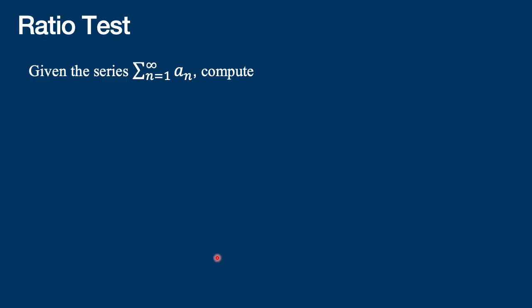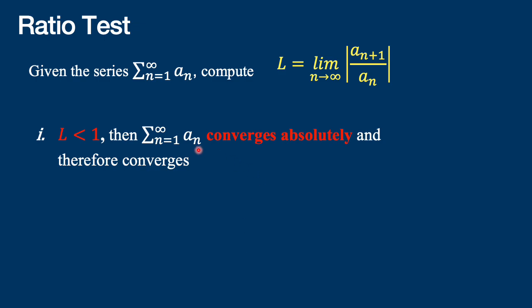Here is how it works. When you see the series summation n equals 1 to infinity of a_n, we take a ratio of consecutive terms, a_(n+1) over a_n. Look at what happens as n gets very large. If this ratio approaches a number less than 1, then the series is going to converge absolutely, and therefore converge.